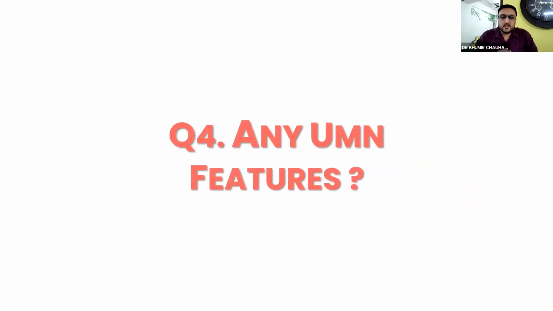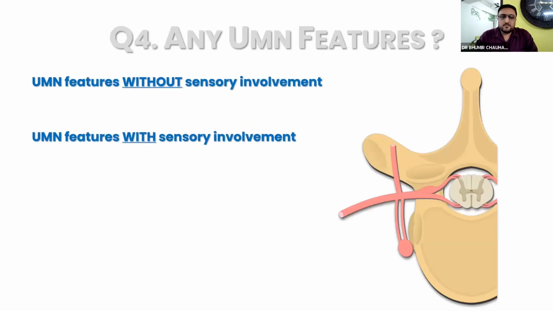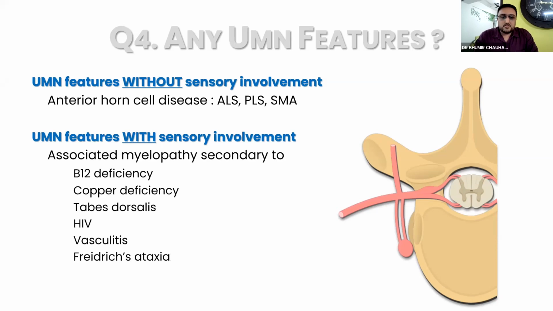Next is whether there are any upper motor neuron features. On examination, it is very important you look out for them in the form of tone examination, reflexes, and plantars. So this will point towards any upper motor neuron features. And if the patient presents with upper motor neuron features, then you should see whether the patient has any sensory involvement or it is a pure motor form. If it is a pure motor form, it is like motor neuron disease like ALS or SMA, and they can have associated sensory involvement also. That can be because there is an associated myelopathy, and these are the cases which are called myeloneuropathy. They have myelopathy as well as peripheral neuropathy.